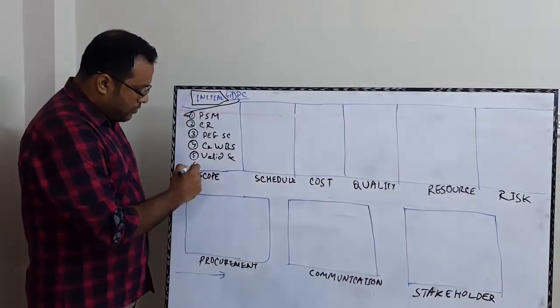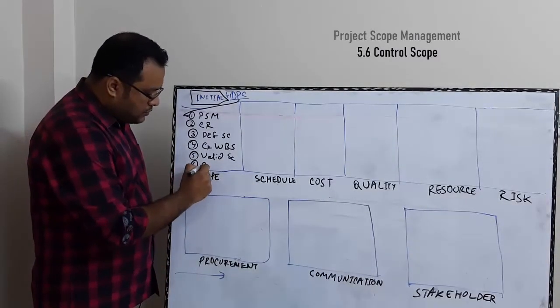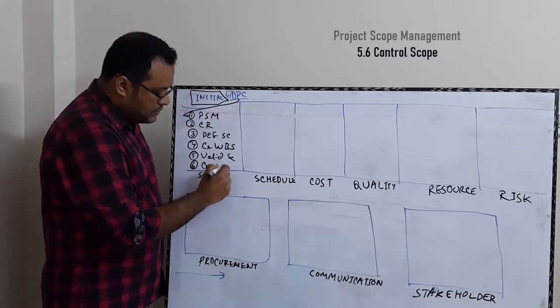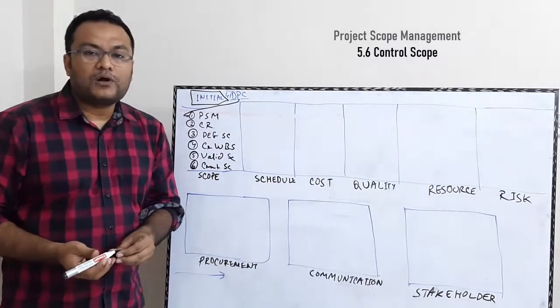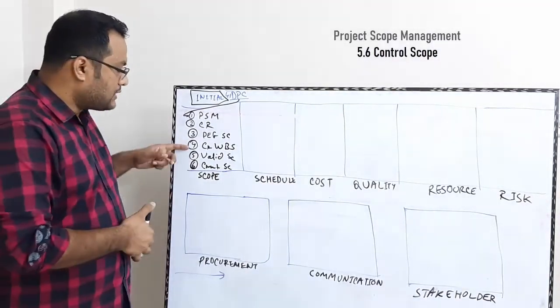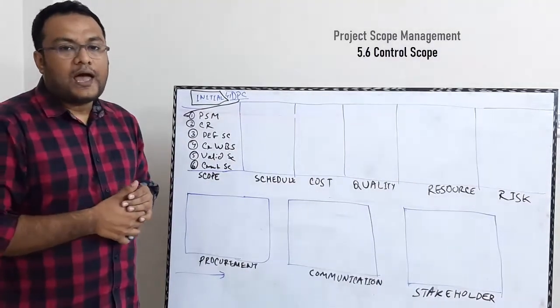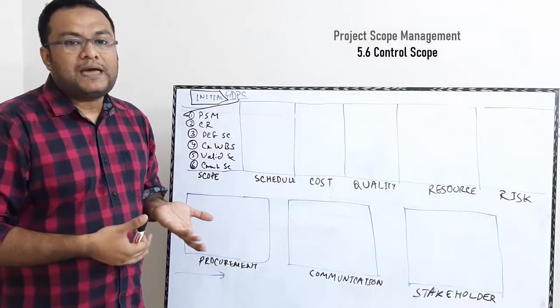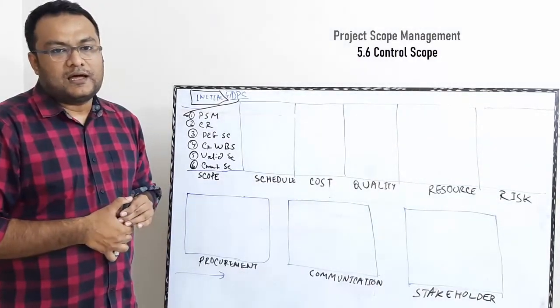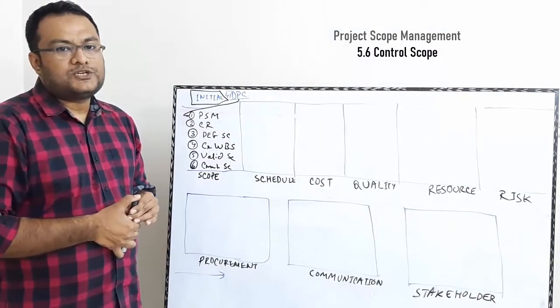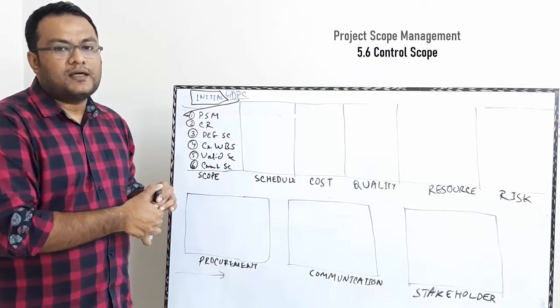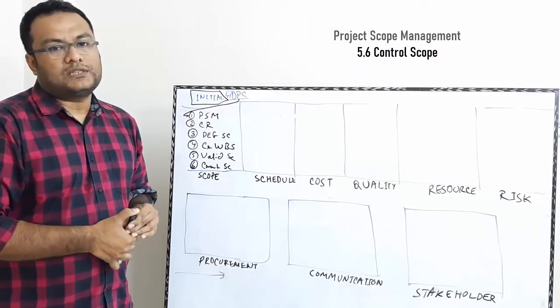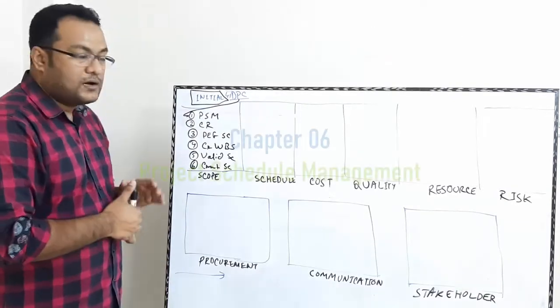And all along this period, we need to control our scope. By that, we mean we don't deliver anything beyond the scope baseline which we got from create WBS, and we don't skip anything that is in the WBS. So we need to ensure that we do everything that is finalized in the WBS, and we exclude anything that is not in the WBS. So that is the control.